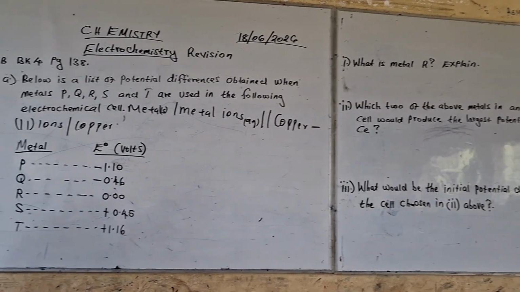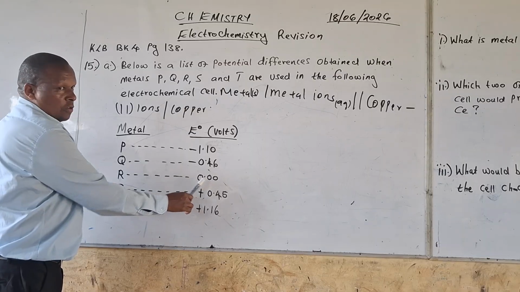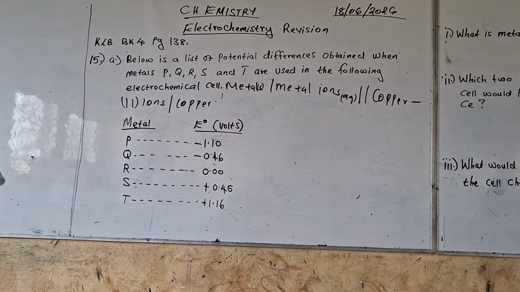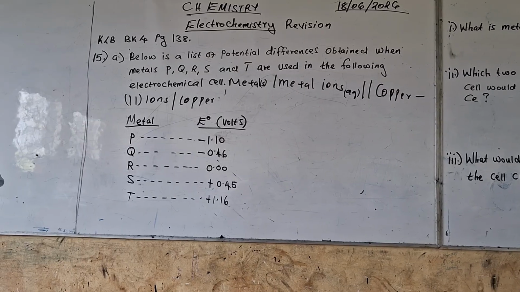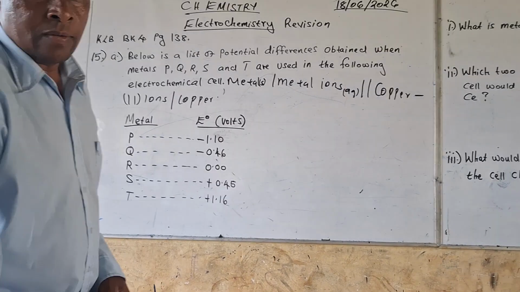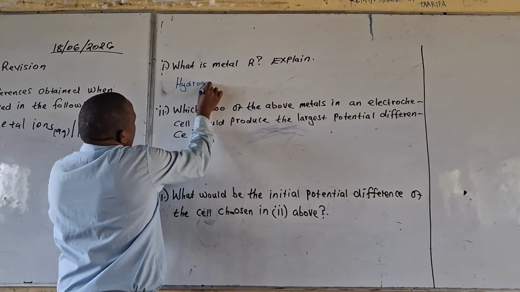Now when we look at our metal R, the standard electrode potential is 0.00 volts. So that is the reference electrode and it is referred to as hydrogen. So the answer is hydrogen.